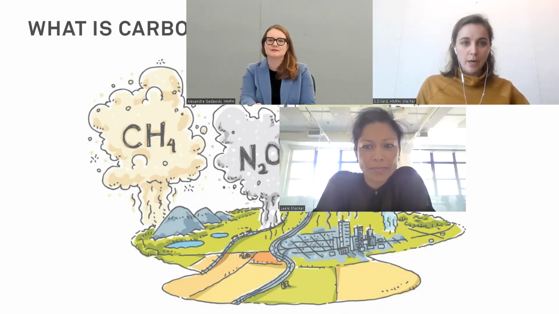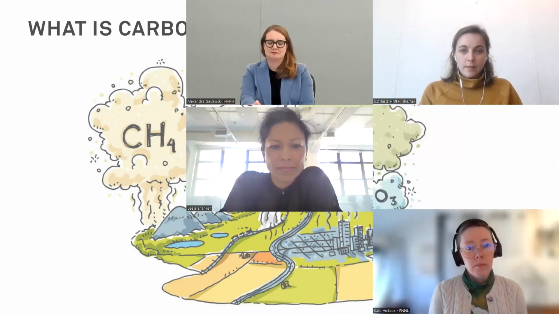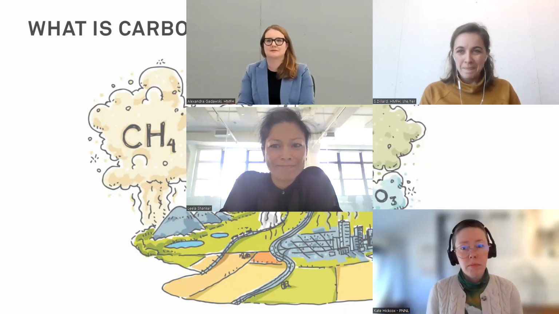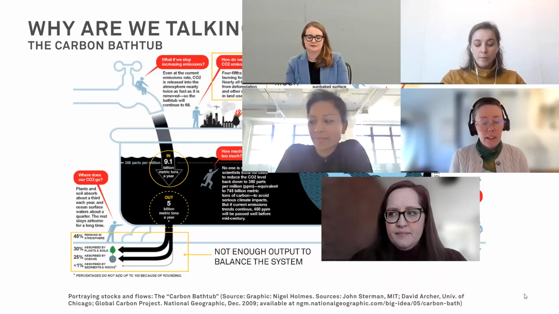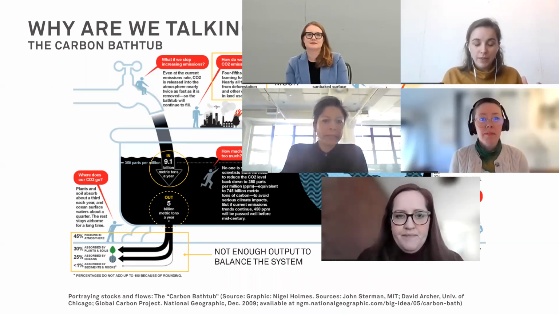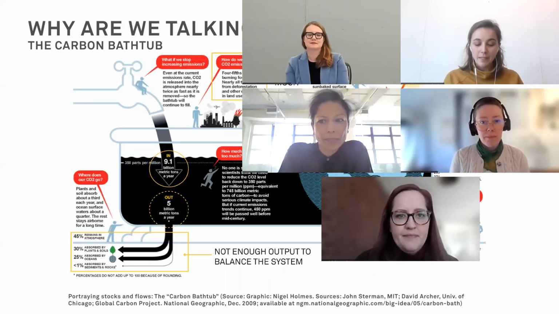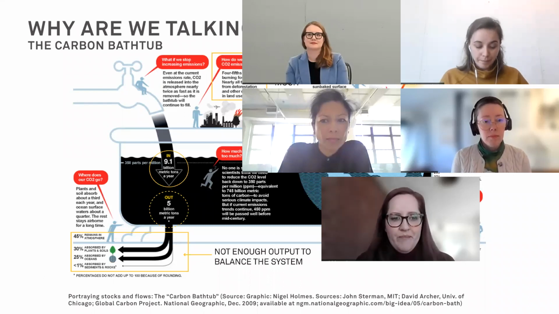So why are we talking about carbon? Carbon also occurs as a result of human activities. This is one of my favorite graphics depicting the problem. If you think about it as sort of filling a bathtub with water, the size of the faucet and the drain are misaligned, and the tub will continue to overflow and fill.